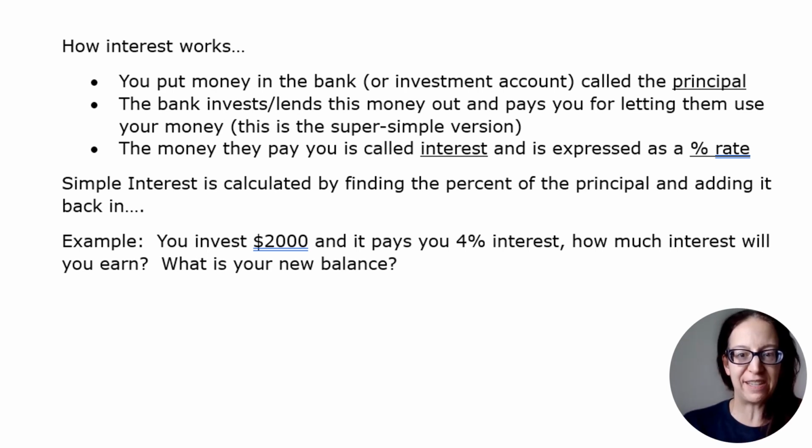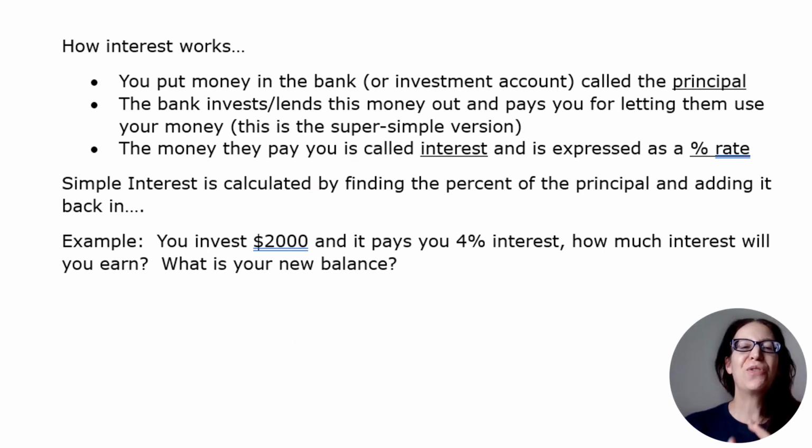Now, again, in full disclosure, I did not study money in college. I studied a lot of engineering and a lot of math. I did not study the financial applications of that. So this is a very, very basic explanation. Like I wrote here, super simple.